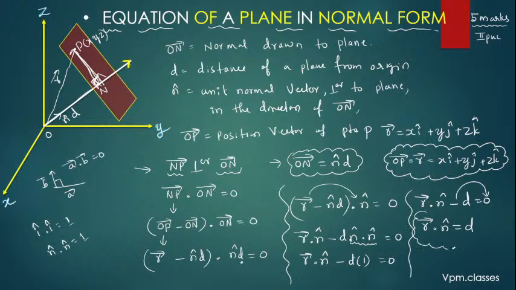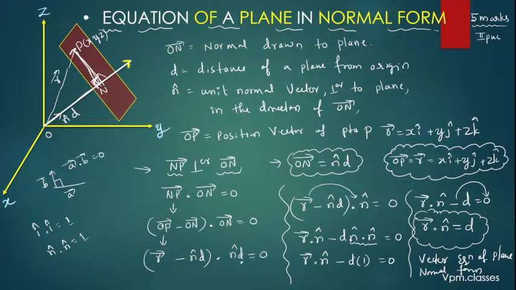So this is my equation of a plane in normal form, that is the vector equation. The vector equation of a plane in normal form. From the board examination point of view, this question will be asked for 5 marks. So now we have derived only the vector equation of a plane in normal form; still we have to go for the Cartesian form.